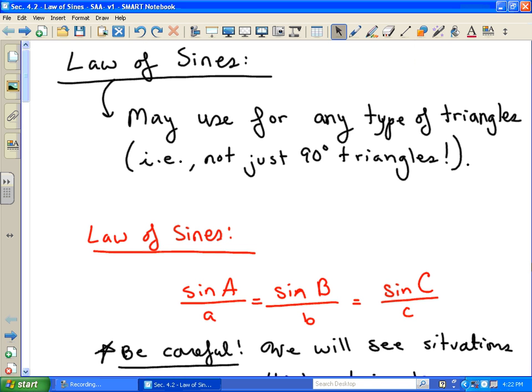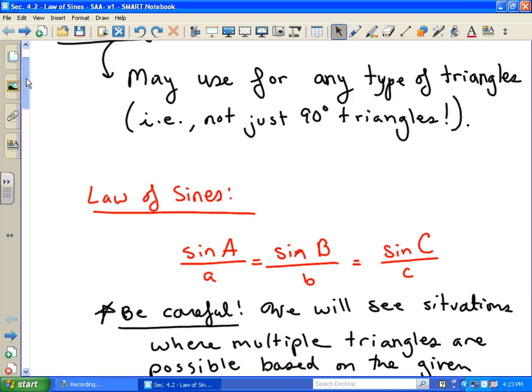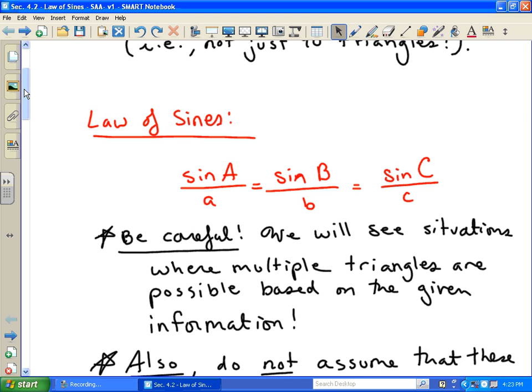I would now like to talk about solving triangles that are not necessarily 90-degree triangles. First of all, we have the law of sines. The law of sines may be used to solve any type of triangle, in other words, not just 90-degree triangles. The law of sines states a fact about the ratio of sines of angles to sides.